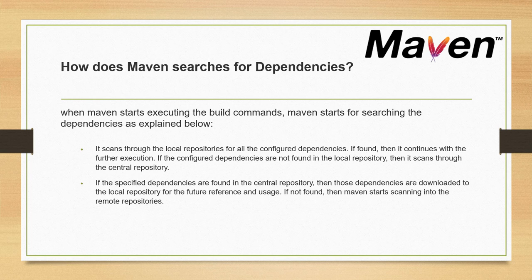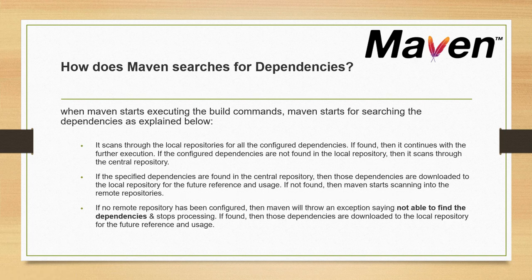If not found, then Maven starts scanning the remote repository. The point I am trying to say is, if the first step fails, meaning dependencies are not available in the local repository, then Maven will try to download those dependencies from the central repository, and that will be stored in the local repository for future reference and usage. If dependencies are not found even in the central repository, then Maven will try to scan the remote repository.